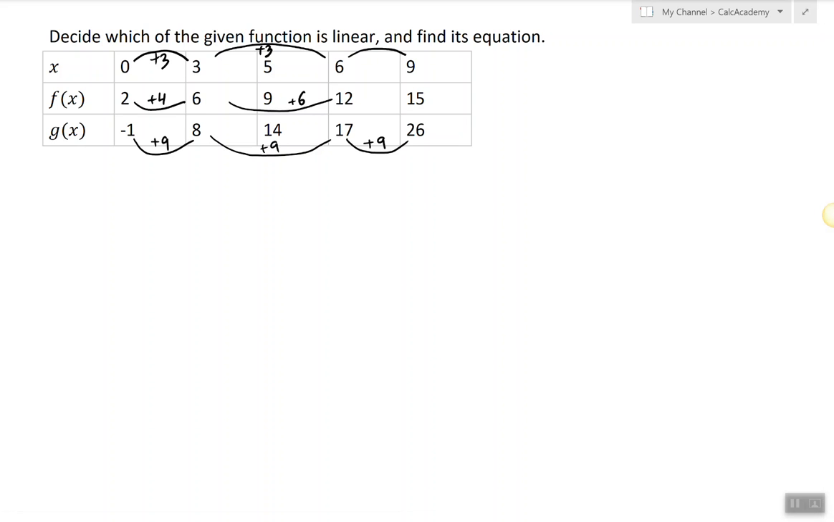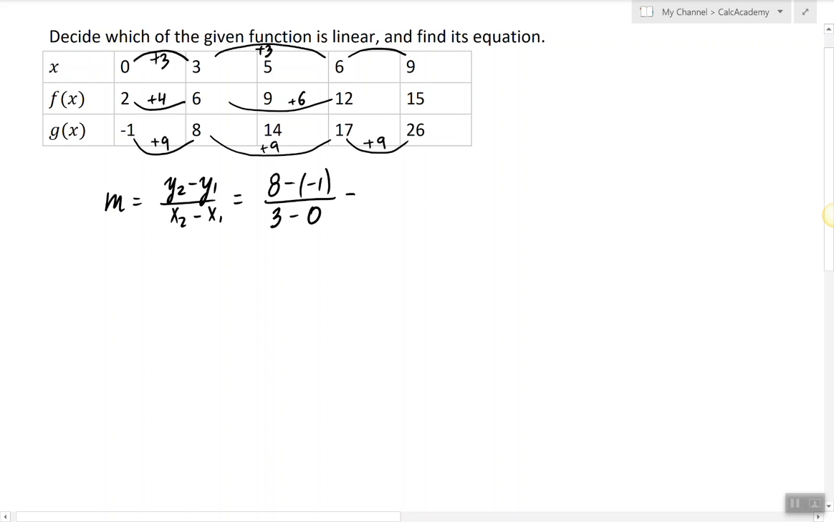So to find its equation, we first want to find the slope. And to find the slope, we are going to use the slope formula. So pick any 2 points. I'm just going to pick the first 2 and plug it in. So 8 minus -1 divided by 3 minus 0 gives us 9 over 3. So it appears that the slope is 3.